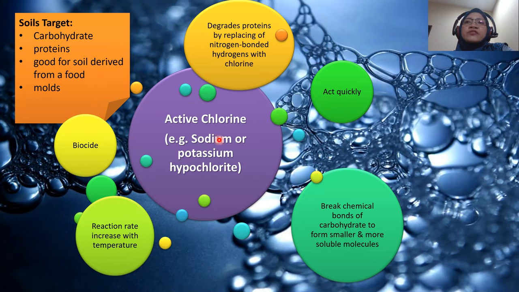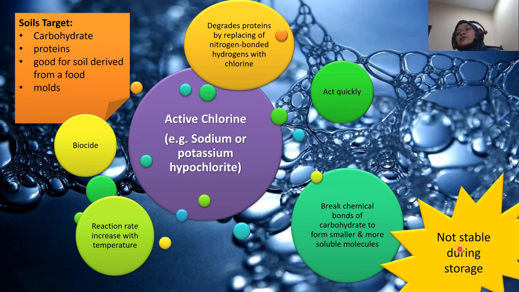While for protein, cleaners with active chlorine can degrade insoluble proteins and change them to soluble proteins by replacing nitrogen-bonded hydrogen with chlorine. Another advantage of active chlorine is that it acts quickly. However, cleaners that contain hypochlorite should be applied soon after production as they are not stable during storage.